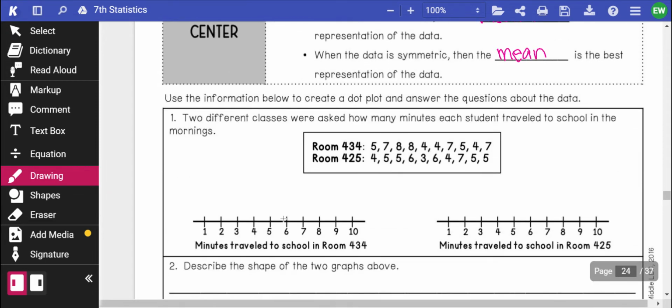So we're going to go ahead and look at some problems. The video will pause and ask you to input some answers. The first thing you want to do is make your dot plots. We have room 434 over here, and room 425 over here. You're going to take these data points, and for each data point, like for 434, I have this 5 here, you're just going to put a dot above 5. All right, go ahead and make your dot plots now.